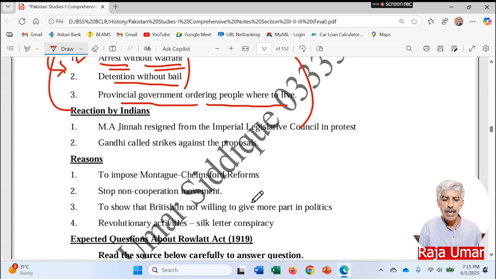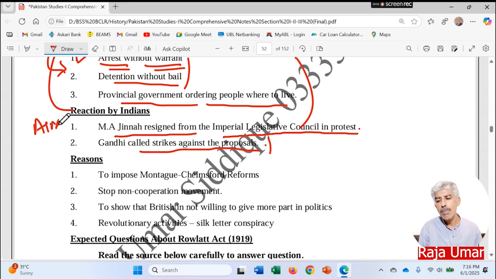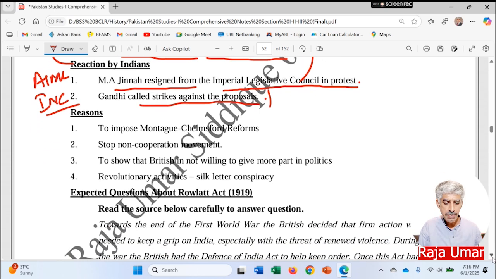Reactions of Indians: how did Indians react to this particular act? Muhammad Ali Jinnah resigned from the Imperial Legislative Council in protest, as Jinnah believed that it was a very cruel and very harsh sort of law passed by the British government for the subcontinent. Gandhi called strikes against the proposals given in the Rowlatt Act. So again you can see that the All India Muslim League and the Indian National Congress joined hands in protesting against the Rowlatt Act.